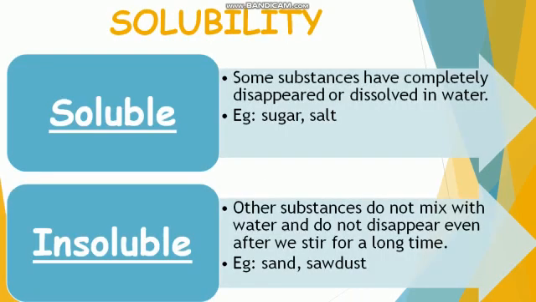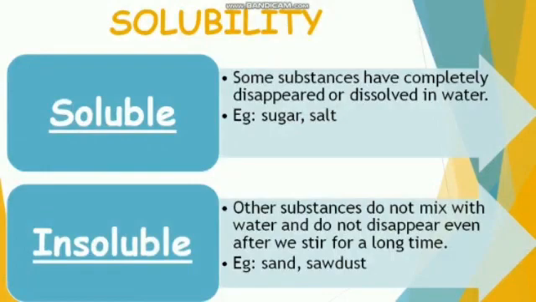Next, we talk about solubility. Now, what is solubility? First of all, we'll see the first definition, that is soluble. When some substances are added to water, they start to dissolve or disappear. Any substance that does this when mixed with water is said to be soluble. For example, sugar or salt.